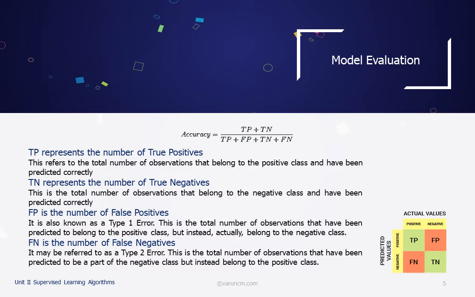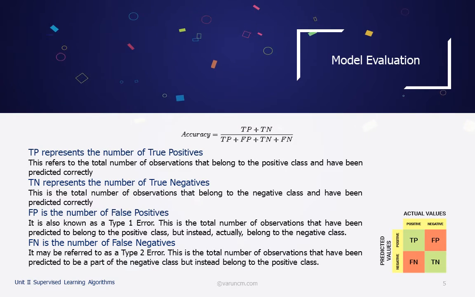The third one is the FP, the false positive. This is an observation that has been predicted as positive, but it belongs to the negative class. That is the false positive. It is identified as positive, but actually it belongs to the negative class. And the fourth one is the false negative. It is predicted to be the negative class, but it belongs to the positive class.